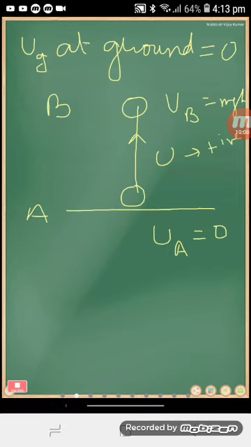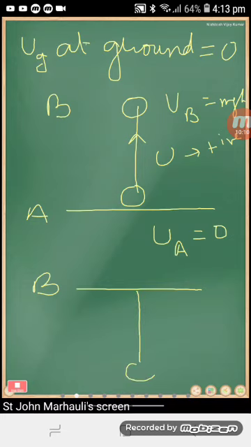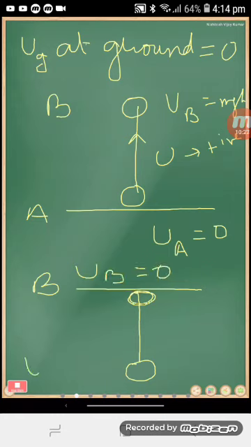But now if I consider the same case, but there is a slight difference. I consider position B as the point of reference, and we consider that UB is equal to 0, then UA will be equal to −mgh.